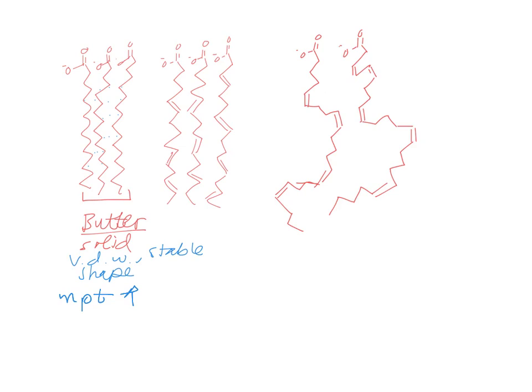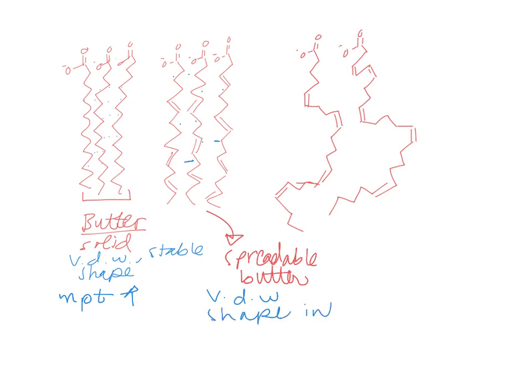Hopefully that makes sense. And then when you move to trans, you lose some of the van der Waals. You still have a whole bunch of them, but what this ends up being is more like spreadable butter. So you still have lots of van der Waals, there's just less of them, and you also have good shape interaction. So it's still stable, but less so. But less than our butter.